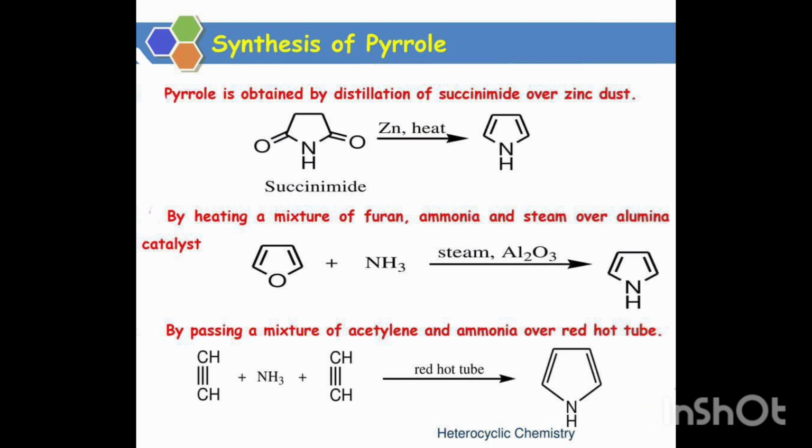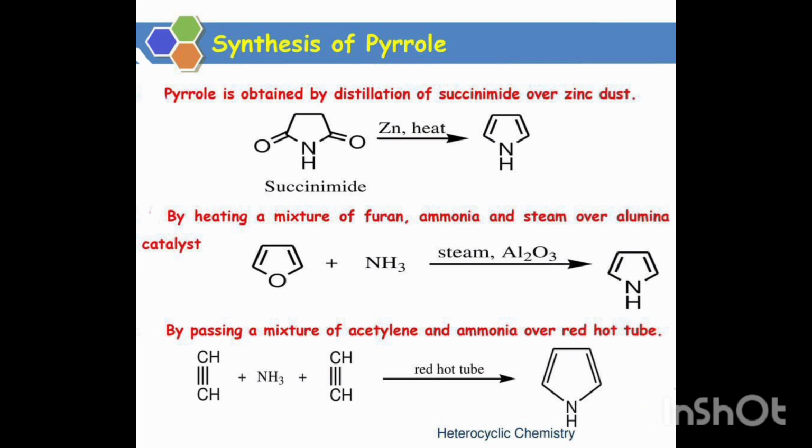It can also be synthesized by passing a mixture of acetylene and ammonia over a red hot tube. If we treat two molecules of acetylene, CH triple bond CH, with NH3 and pass them through a red hot tube, pyrrole will be formed. So these are the different methods of synthesis of pyrrole.